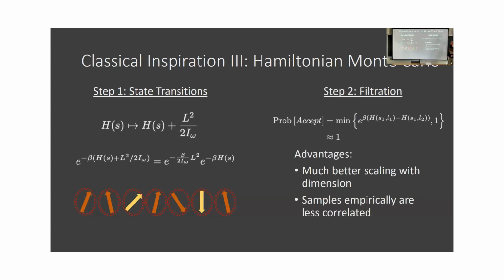The nice thing is that when you actually plug into the filtration, Hamiltonian evolution conserves energy. So you pretty much always accept your new sample, up to numerical errors, obviously, with finite integration. And so this avoids the random walk behavior and has much better scaling with the dimension. And empirically, it just has less correlated samples. So you have a much shorter burn-in period, if you guys are familiar with that.